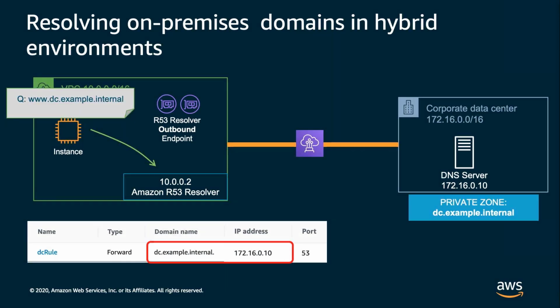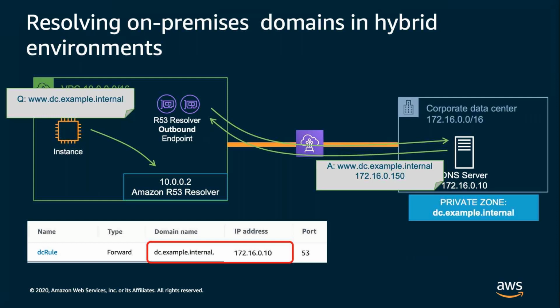So now when my instance wants to go to www.dc.example.internal, that will hit the Route 53 resolver, and then the Route 53 resolver will look at its rule table and see that it has a forward rule, and that traffic will go to the on-premises DNS server, which will respond with the answer, and Route 53 resolver will send that response to the instance so it knows the IP address of that host name.